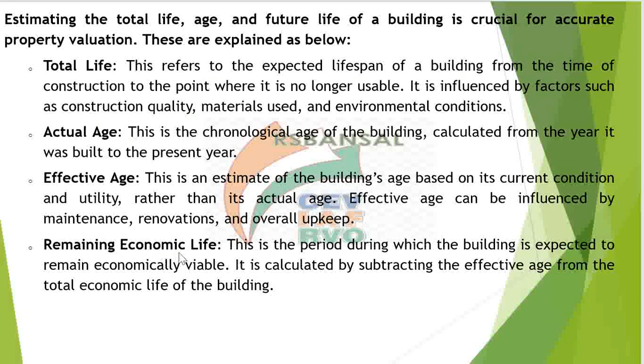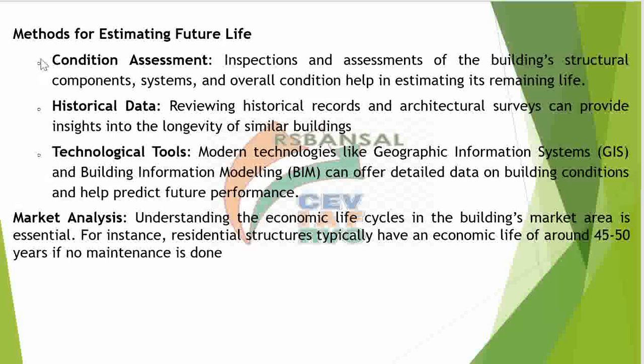Then remaining economic life. What should be the remaining economic life? It is the age which you calculate by subtracting the effective age from the total economic life of the building. This is the period during which a building is expected to remain economically viable. So it is calculated by subtracting the effective age from the economic life of the building.